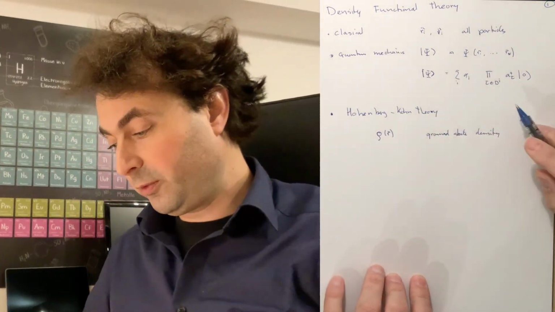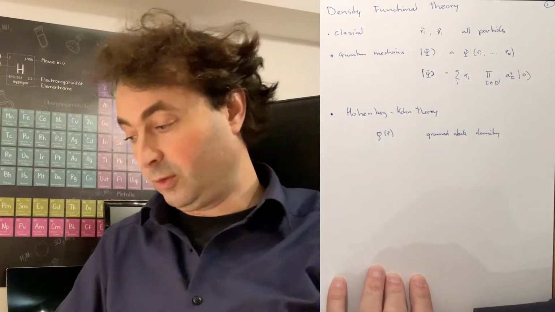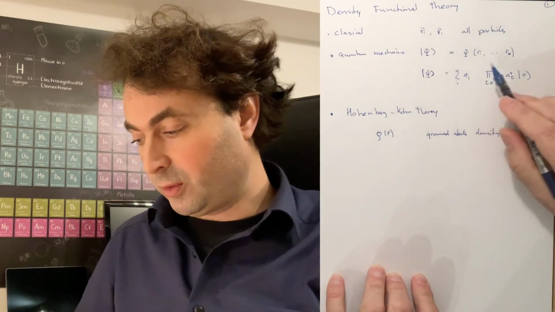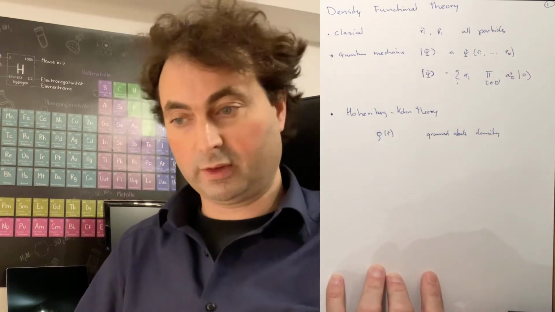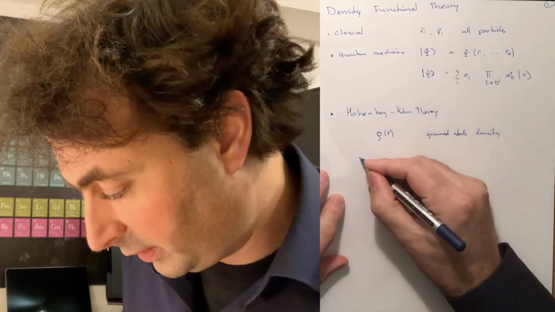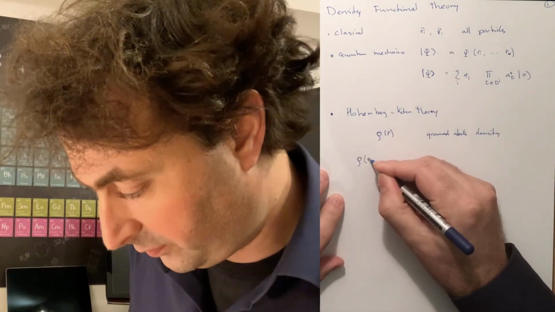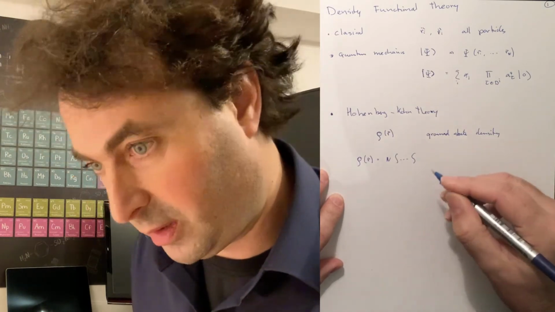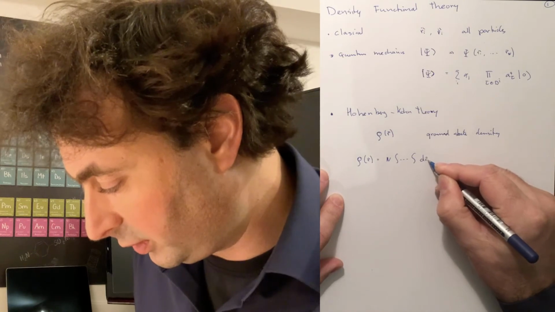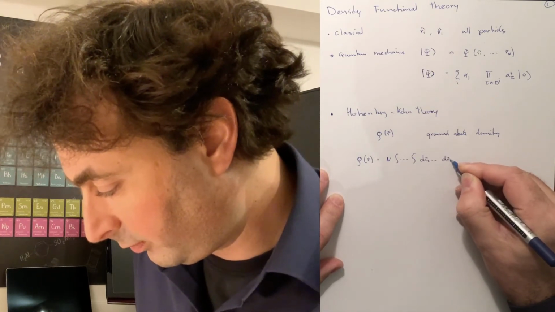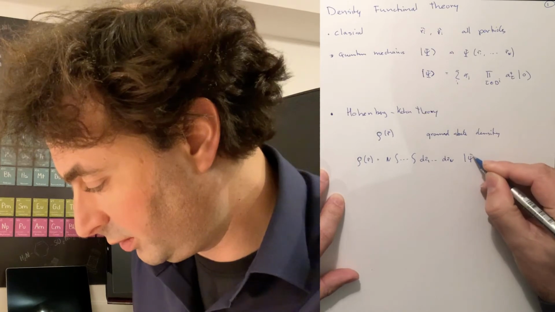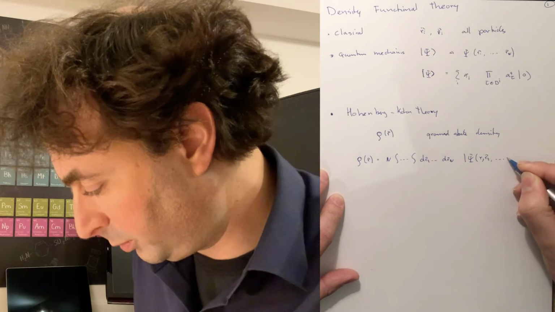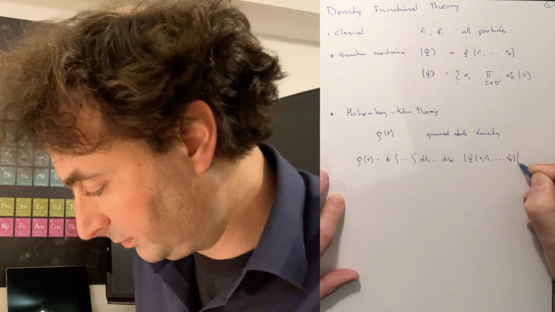So knowledge of the wave function with 10 to the 23 particles for a solid gives you equal information as knowledge of the density, whereby the density is given as the number of particles times n minus 1 integrals over the coordinates 2 up to n of the norm of the wave function squared, R2 up to Rn.